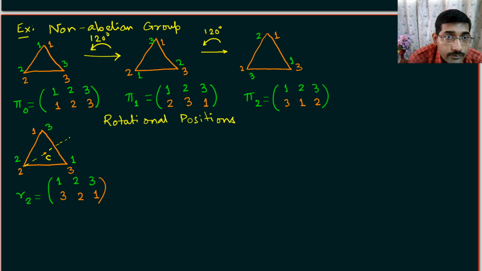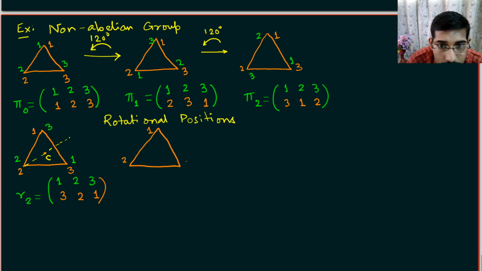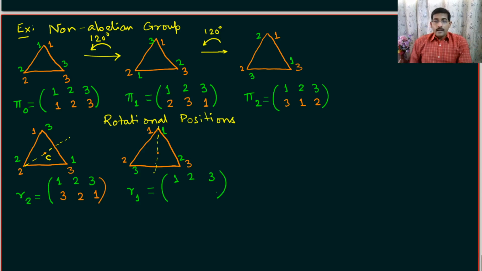Similarly, if you give another reflection, let's say on this triangle. This is your position 1, this is 2, this is 3, this is your center, and now you give a reflection with respect to 1. Then what will happen is that point 3 will be reflected here, 2 will be here, 1 will remain here. So your reflection with respect to point 1, R1, is: 1 will be at position 1, 2 will be at position 3, 3 will be at position 2.